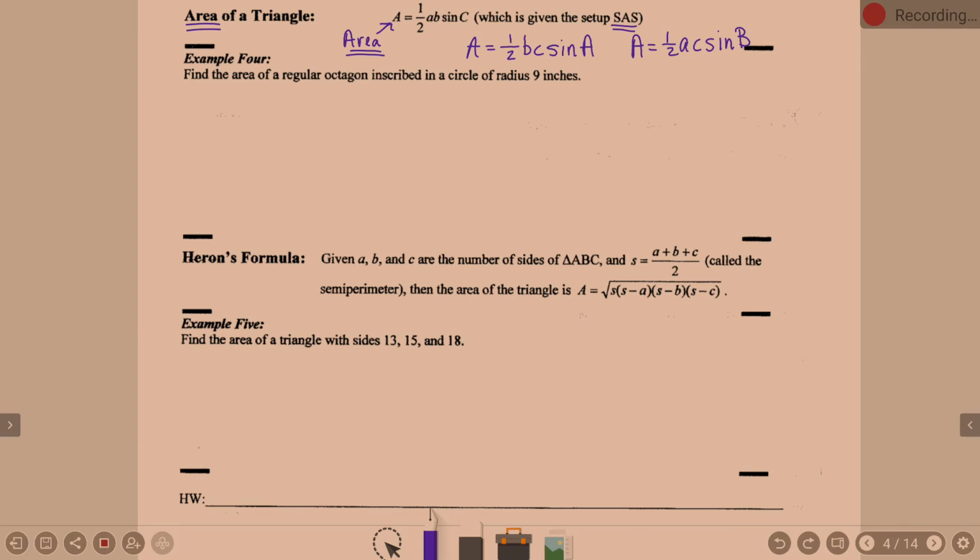Now, let's look at how this is going to help us find the area of this regular octagon inscribed in a circle of radius 9 inches. What's an octagon? 8 sides. And what does it mean if the octagon is inscribed in a circle? It's in a circle, and every point of that octagon is touching the circle.